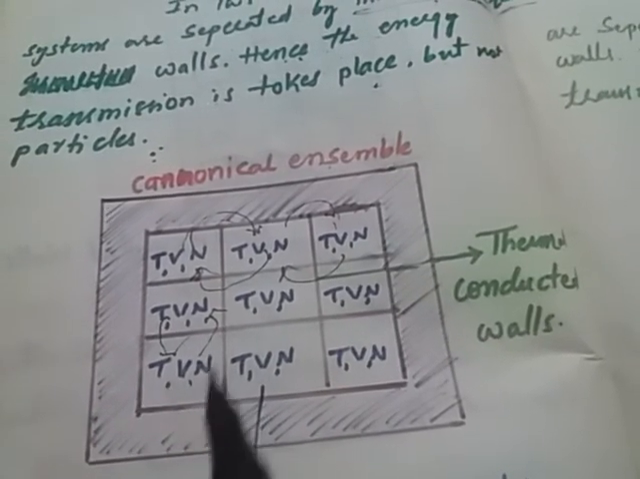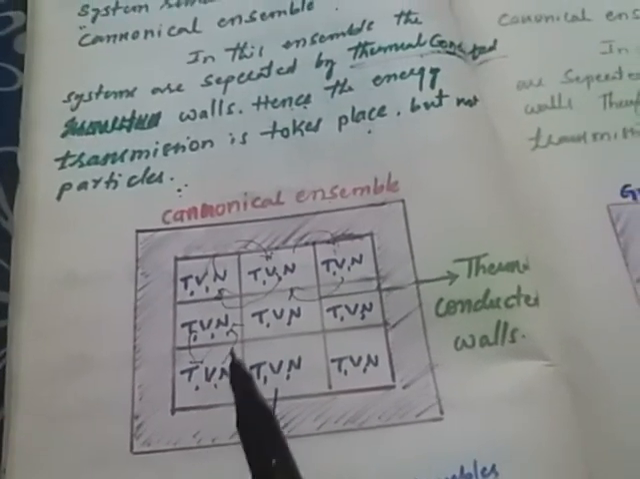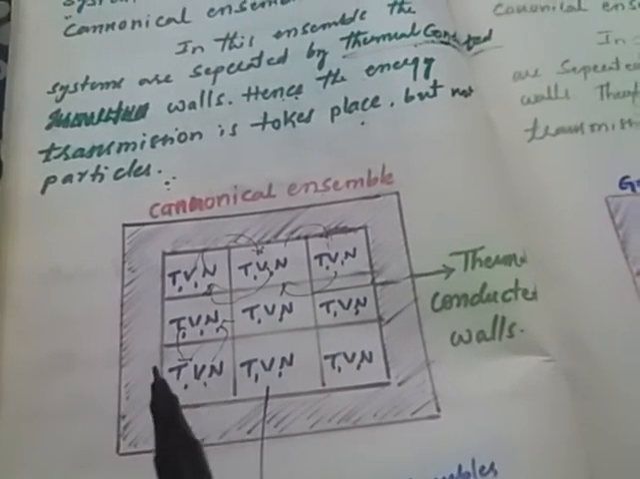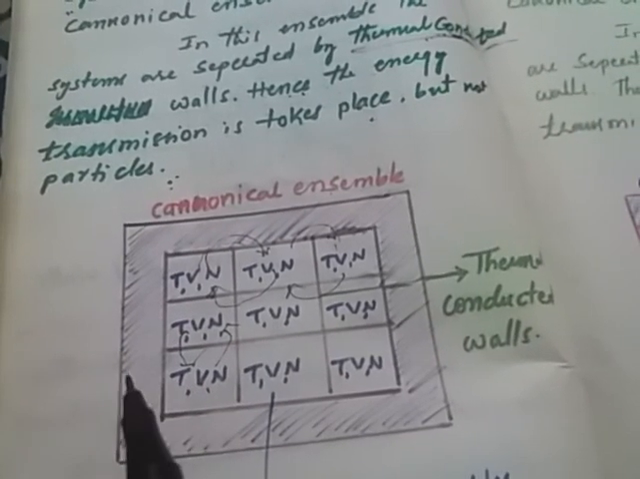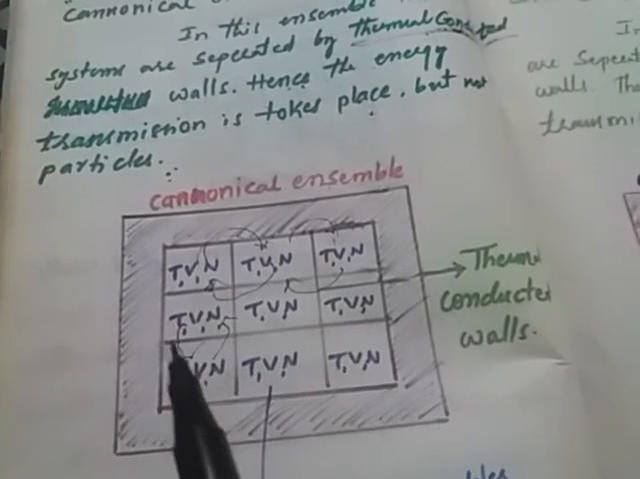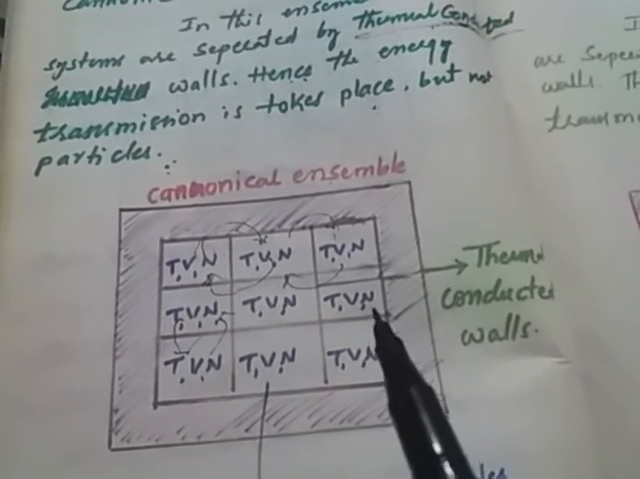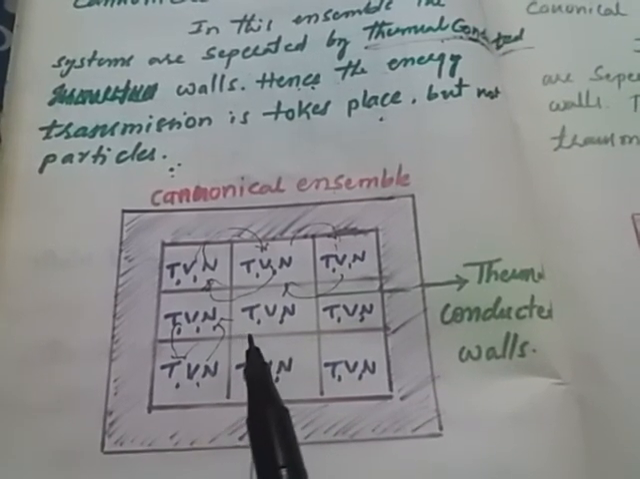The particles vibrate about their mean positions in all directions. That's why they do not transfer from one place to another place. Therefore, particles are not transmitted; only the energy is transmitted, in a canonical ensemble. That is the main concept of it.